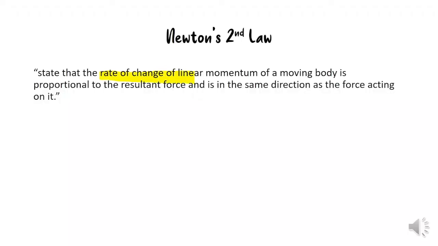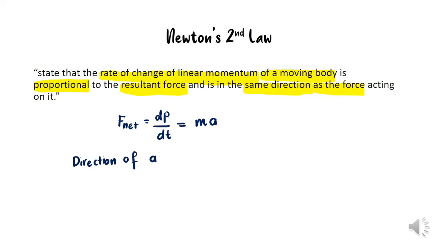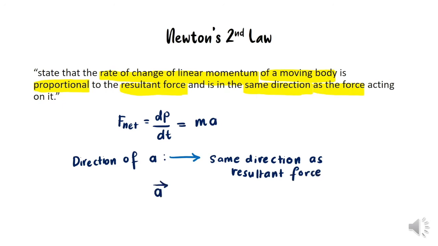Okay, so what is Newton's second law? It is the rate of change of linear momentum that is proportional to the resultant force and is in the same direction as the force acting on it. So we can write F net, the resultant force, as the change in momentum divided by the change in time. This is equal to mass times acceleration. And the direction of acceleration is the same as the direction of the resultant force.